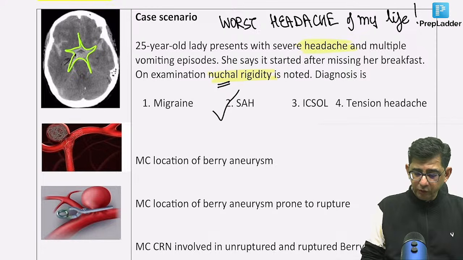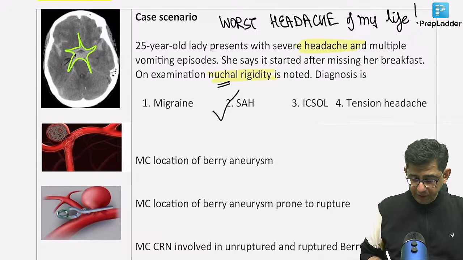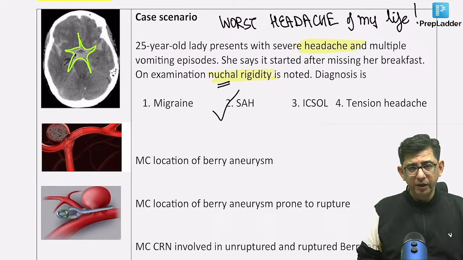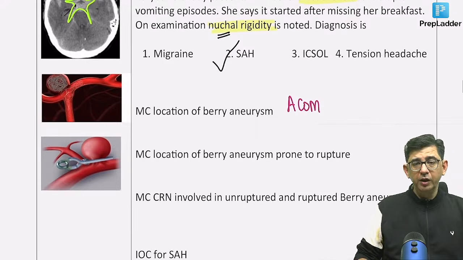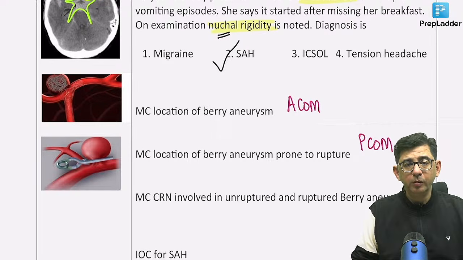If you get a combo of the two, headache and nuchal rigidity, you are sorted for clinically saying it as a subarachnoid hemorrhage, and most of the time it is going to be trauma. But this was our case where she woke up with a headache, so she would be having a berry aneurysm at usually the ACOM location. But if he says where would you be having higher chances of rupture, that is at the PCOM location.